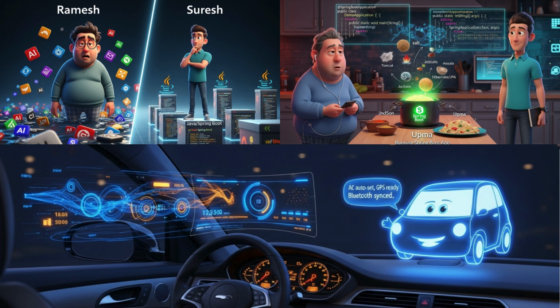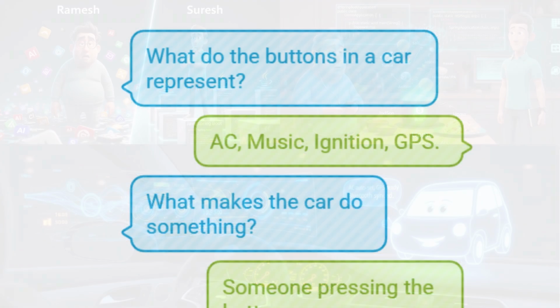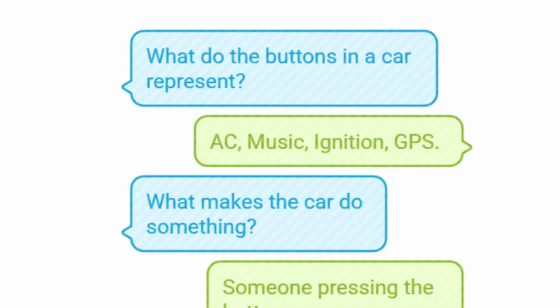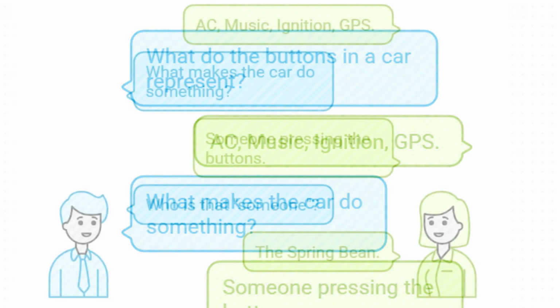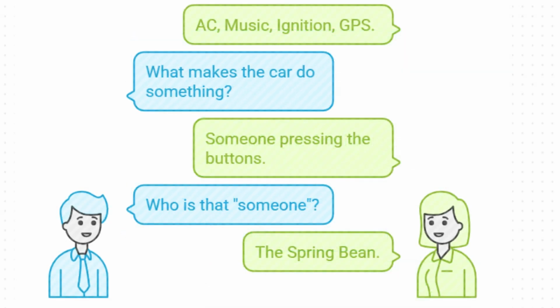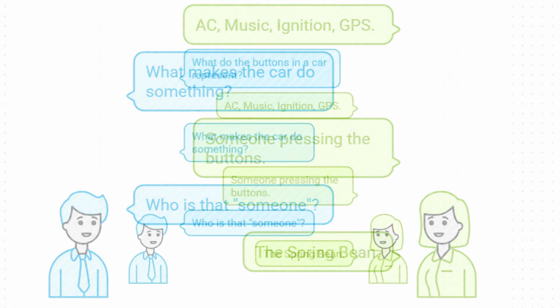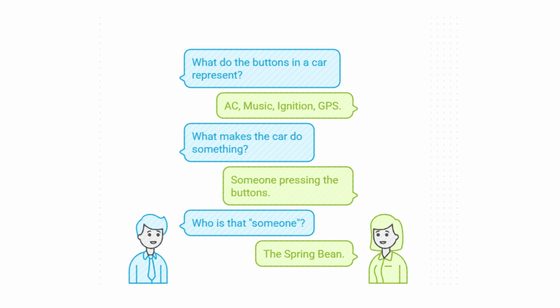Let's quickly recap what we have discussed. Annotations were the buttons, modules were the features in the car. But here's the question, right? Who presses the button? Who actually brings these features alive? That's exactly what we will learn today. Spring Beans. Spring is all about beans.